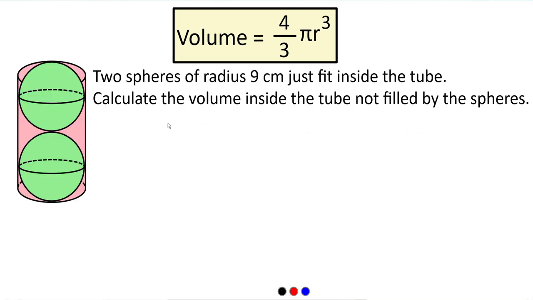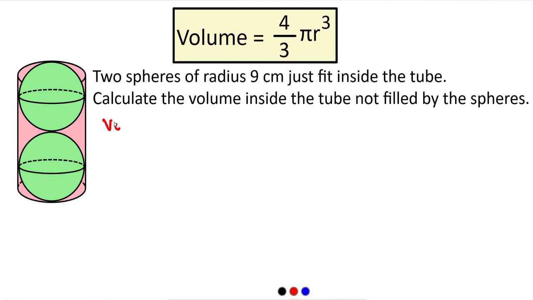In this question, two spheres of radius 9 centimeter just fit into this tube. Calculate the volume inside the tube not filled with the spheres. Now that refers to this part here that is red, okay? So the first thing we got to do is to work out the volume of the carrier. In this instance, it is the volume of the cylinder.